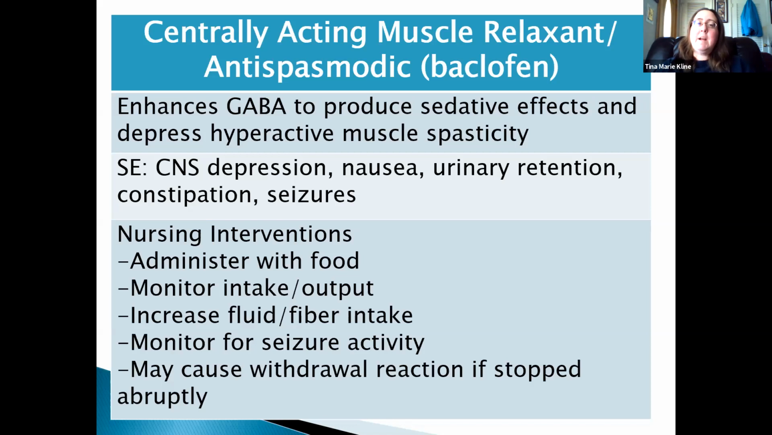These medications affect the nervous system, so if we very quickly withdraw them, you can see a withdrawal reaction. And again, you have that increased risk for seizures with the baclofen. So we want to be really careful with that.